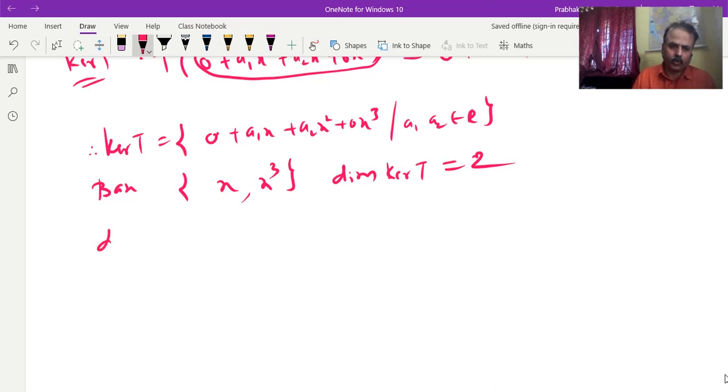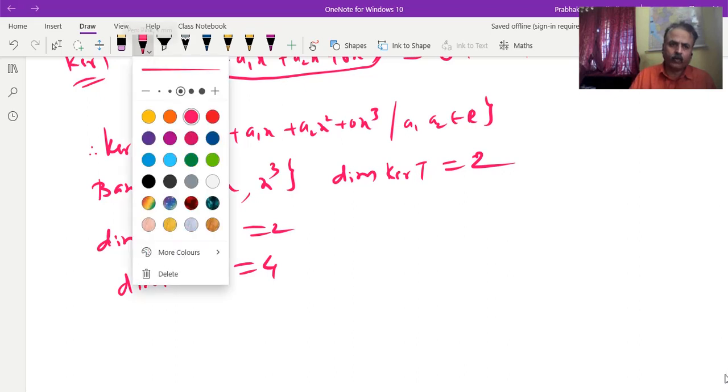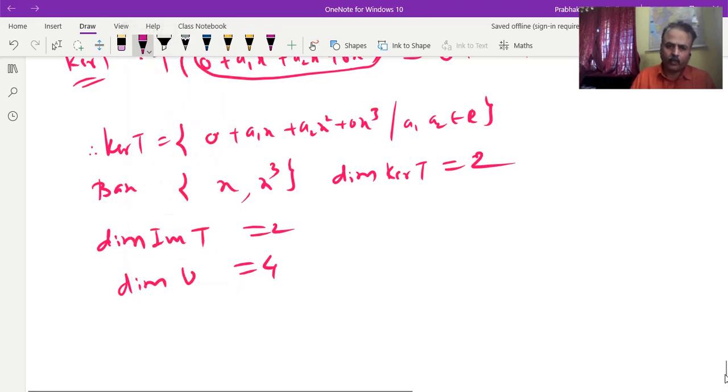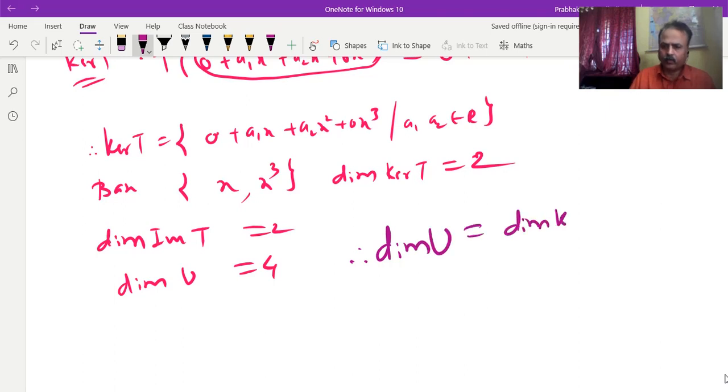We also observe that the dimension of image of T is 2. We observe that the dimension of U is already 4. Altogether, we once again verified the theorem that the dimension of U is the dimension of kernel of T plus the dimension of image of T. In this case, it is 4 equal to 2 plus 2.